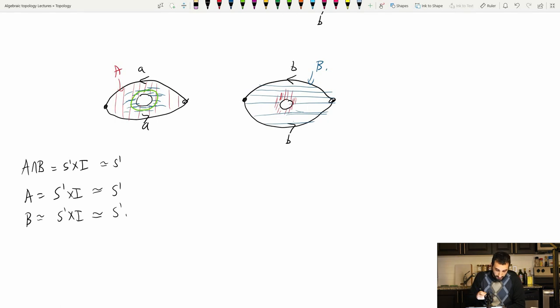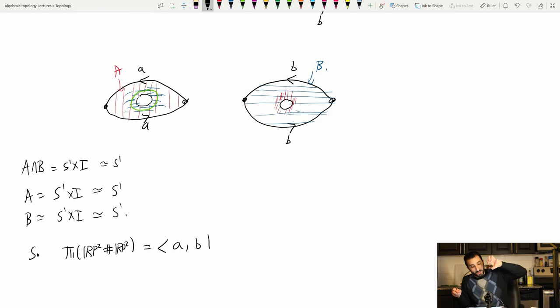And so, pi 1 of RP2 connect sum RP2 is equal to, I have my generator A and my generator B, and now I need to know, when I include this green curve on the left-hand side, what do I get? And when I include it into the right-hand side, the blue set, what do I get? Well, when I include it into the left-hand side, you can see that it expands outwards and it runs around A twice. It follows A on the bottom and then it follows A again on the top. So this is A squared. And then I can push it through the wormhole, and here it comes out on the B side, and there it reads B squared. So it's A squared is equal to B squared.